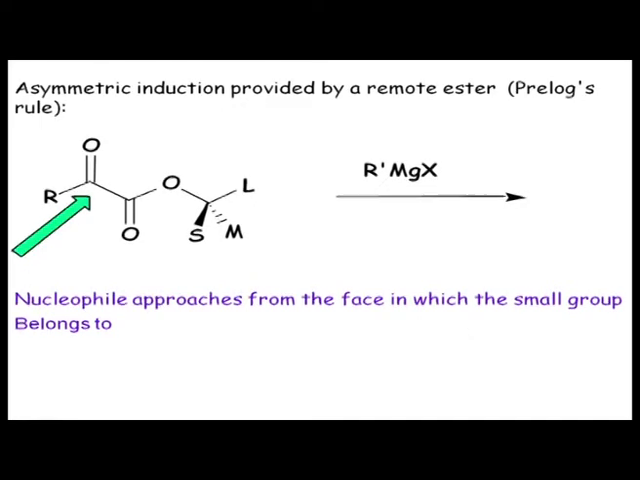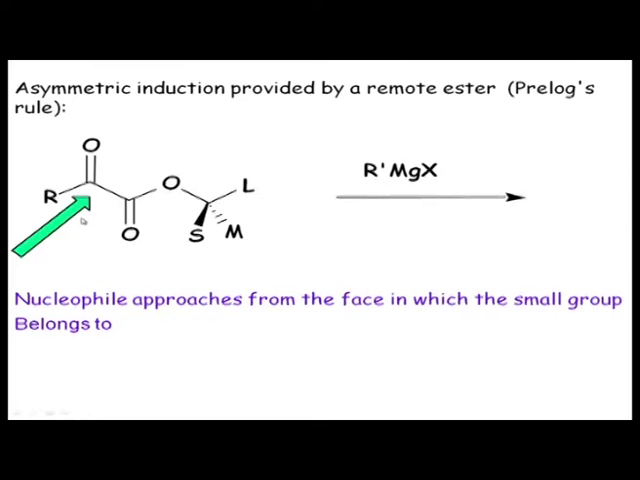Okay. Finally, there was another system. I told you that Cram's model is applicable to systems where the stereogenic center is alpha to the carbonyl system. Now, you can have a system where the reacting carbonyl is quite far away, interestingly, in this molecule.